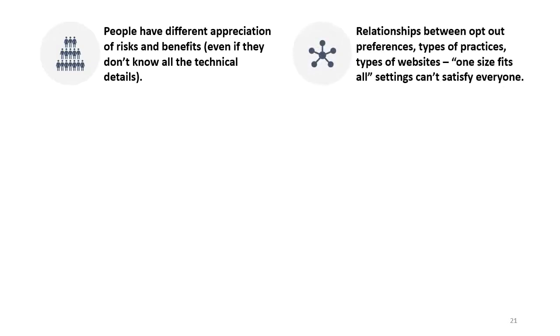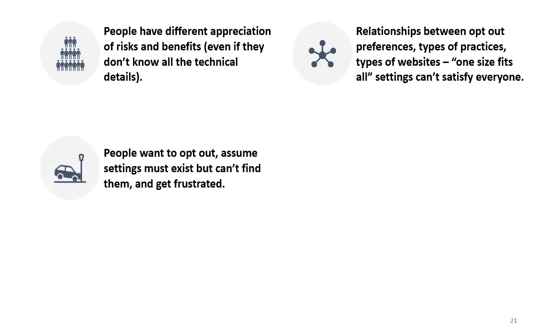So to summarize, people have different levels of appreciation for the risks and benefits of different practices, even if they don't understand all the different technical details. And what we found was that there's relationships between people's opt-out preferences, the types of practices, and the types of websites, which suggests that one-size-fits-all settings really can't satisfy everyone. We also found that most people want to opt out, and they assume that settings must exist, whether it's in their browser or on websites, but they have a hard time finding them, typically because they don't actually exist, and this results in a lot of frustration.